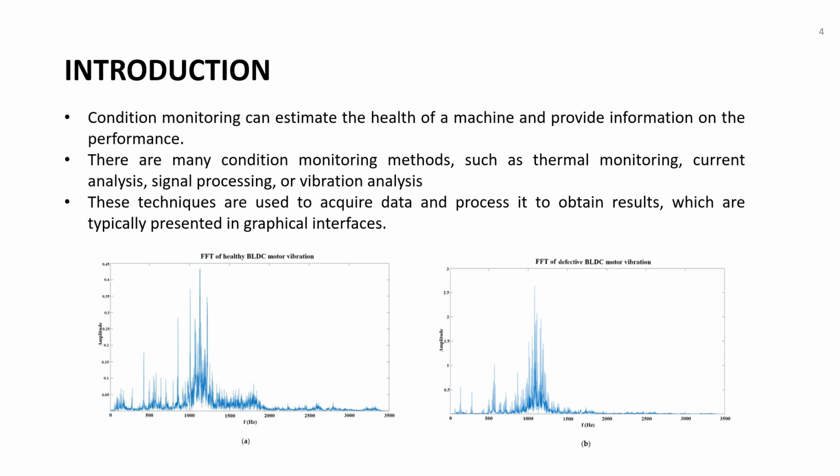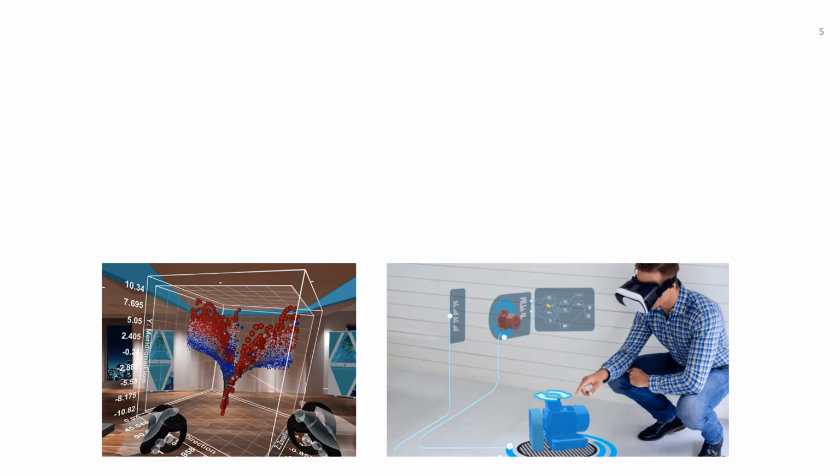Unlike traditional time-based maintenance, condition monitoring can not only estimate the health of a machine, but also provide information on the performance and maintenance required based on real-time data. There are many condition monitoring methods, such as thermal monitoring, current analysis, or signal processing like vibration analysis. These techniques are used to acquire data and then process it to obtain results, which are typically presented in graphical interfaces.